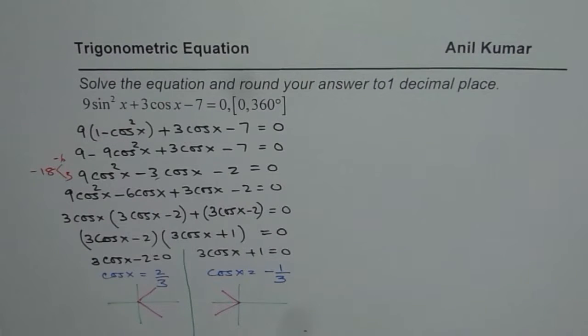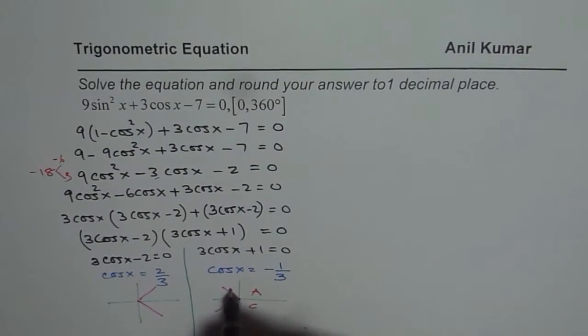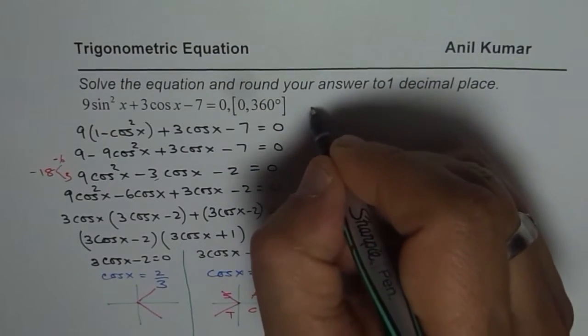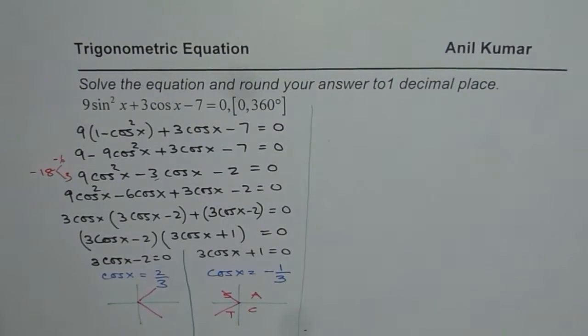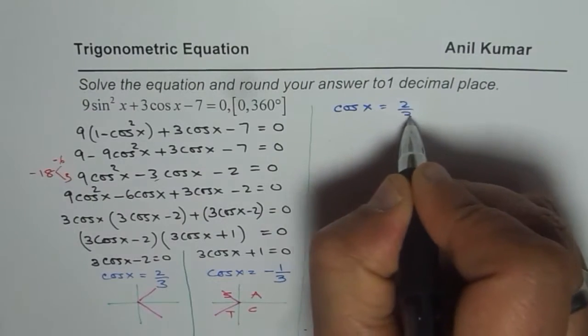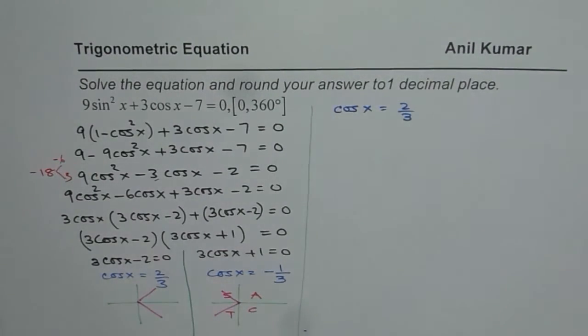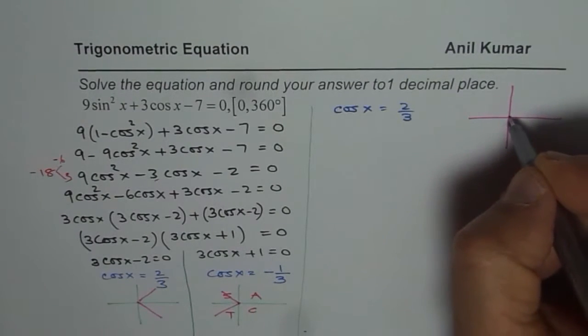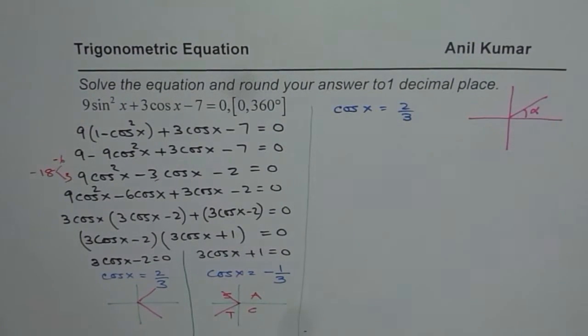The reason is the rule, which is the CAST rule, right? So we apply the rule. So we know these are possible solutions. So in any case, whatever the solution be, the first step is to find the related acute angle, right? So we'll do this on the right side of this page, one by one. So let's begin by solving cos x equals 2 over 3. First let's find angle alpha, right? So let's say this is angle alpha for us.